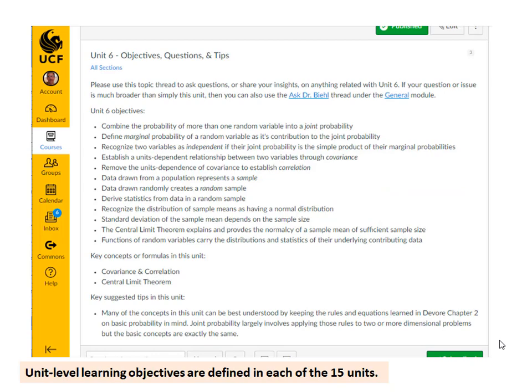Every unit in the course also has unit level objectives that will take students through what are we going to cover in this unit this week. Basically, the units are weekly, except in the summer term when things are a bit accelerated.